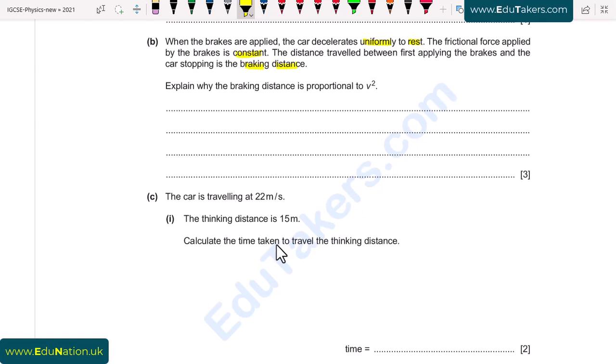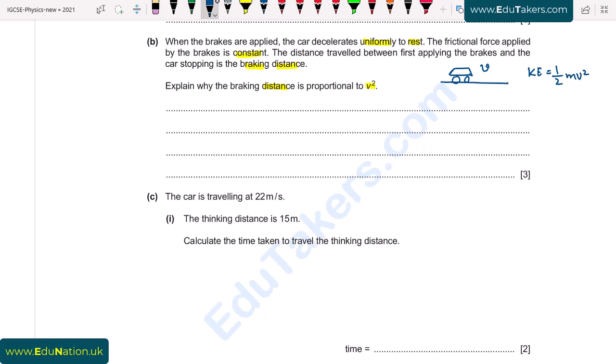Explain why the braking distance is proportional to v square. So why is this distance proportional to v square? First of all, a car is moving at constant speed. Then it has energy stored in it in the form of kinetic energy, because it's moving and kinetic energy is associated with the motion of the car. So I consider that it's a car moving with constant speed, then there will be kinetic energy associated with this motion, and it is equal to half mv square.